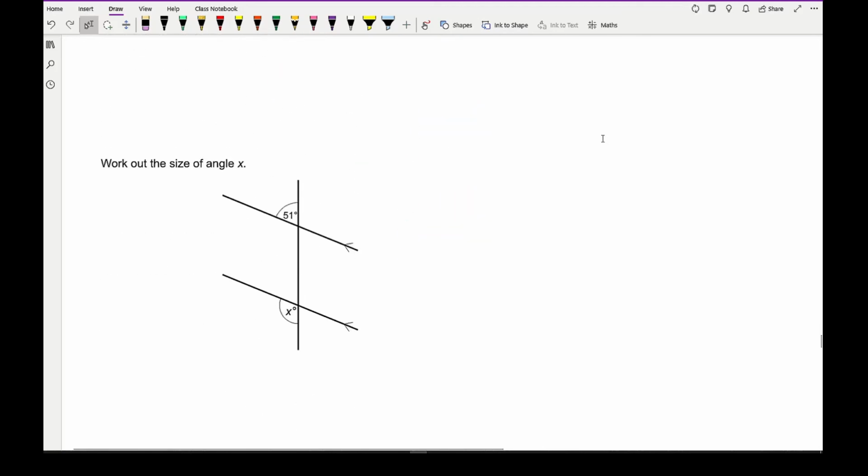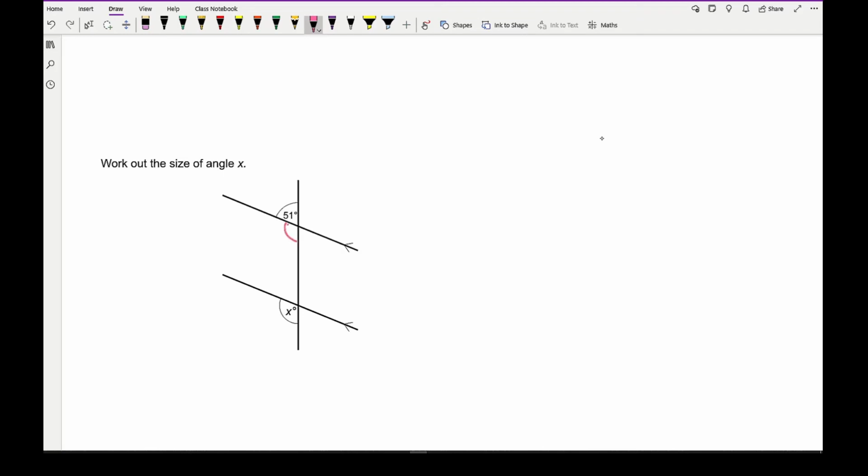Moving on to our next question. So here we've got angle x. Now, angle x and 51 aren't connected by either an F, a Z, or a C, or even directly opposite. So what I'm going to have to do is find out what some of these missing angles are by using the facts that I know.